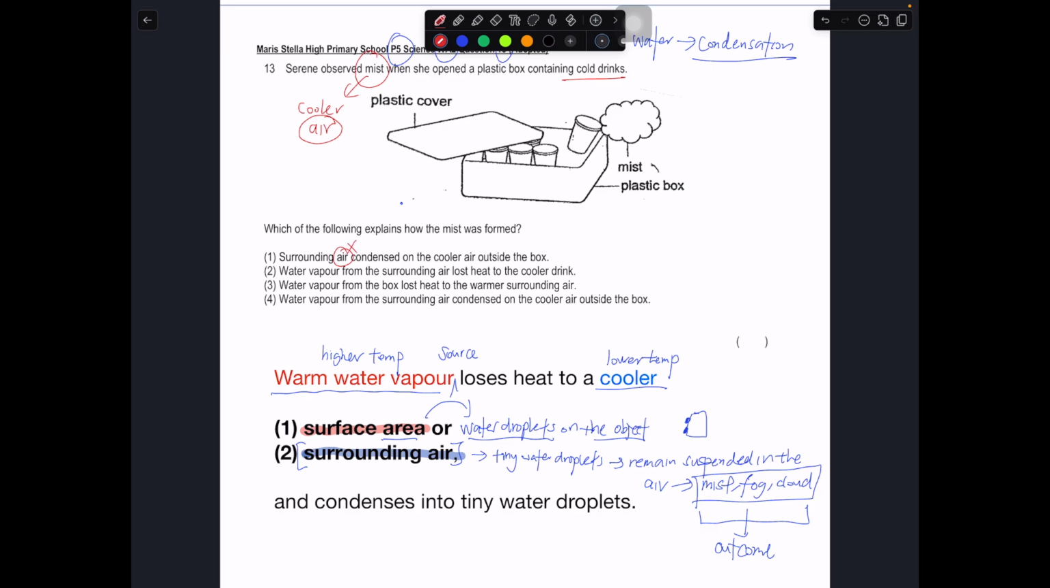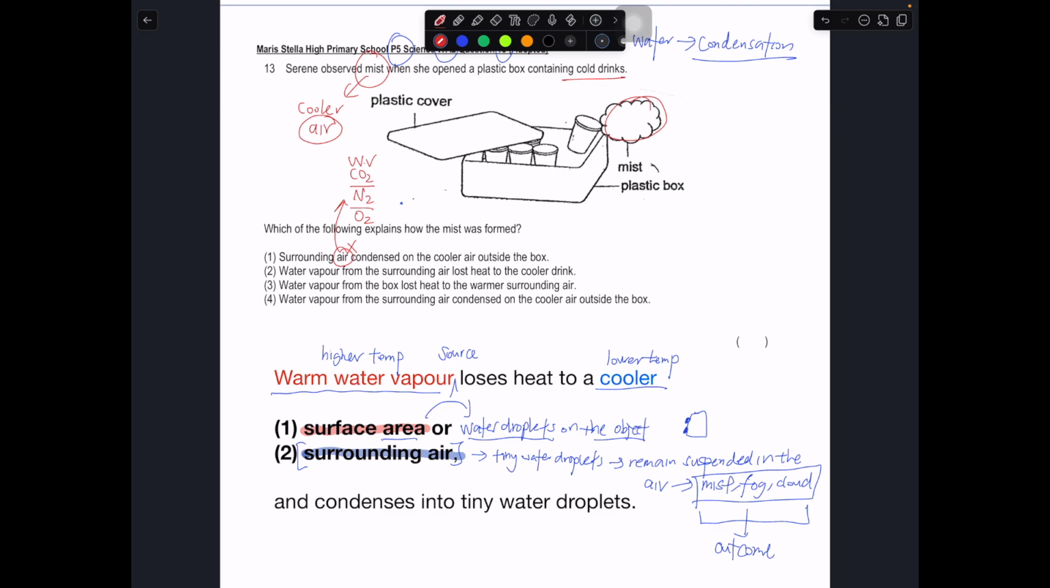Surrounding air cannot really condense. Air is a mixture of different gases. So for example, your carbon dioxide, nitrogen, oxygen, and also your water vapor. Okay, these make up air, but in this case it's not very precise because if you say air condenses, are you talking about carbon dioxide condensing, nitrogen condensing, oxygen condensing? No, right? Because over here we know that the outcome of this condensation is probably your mist.